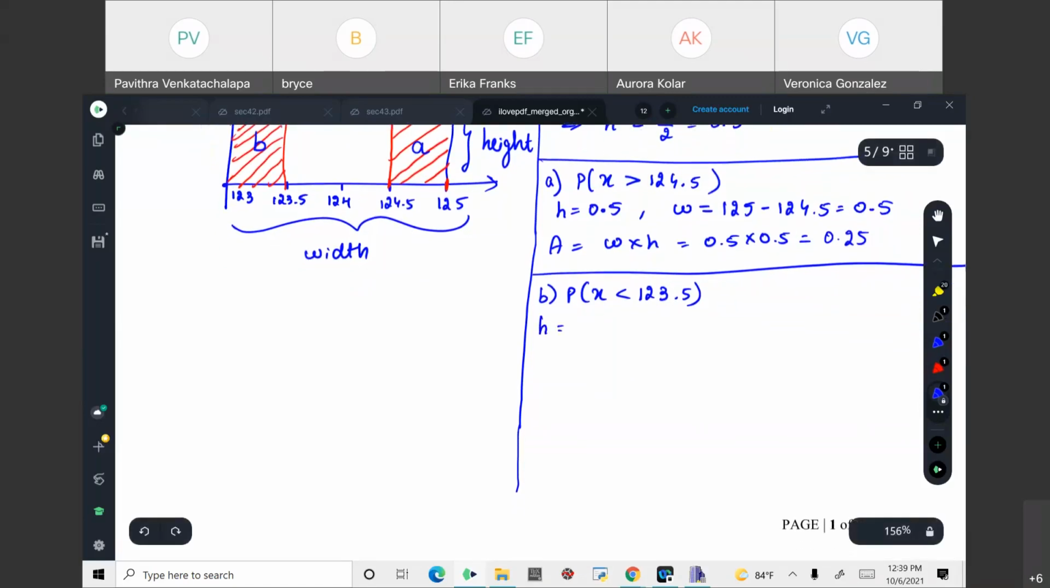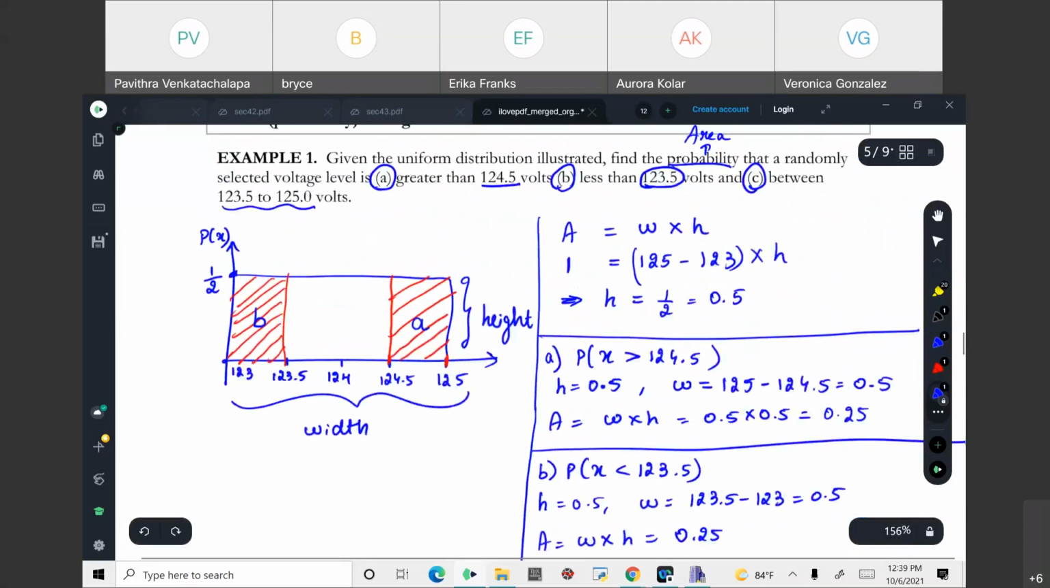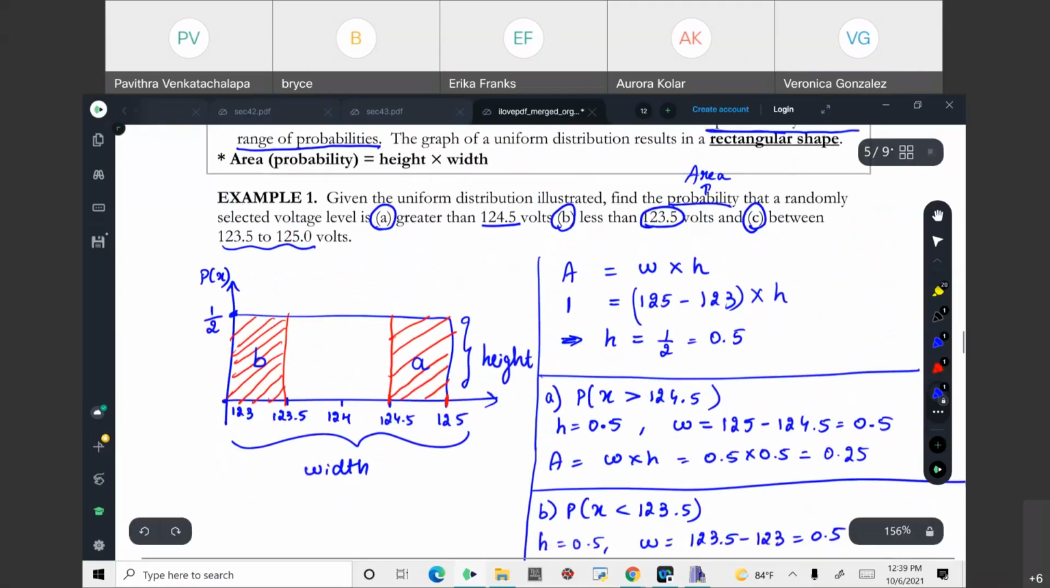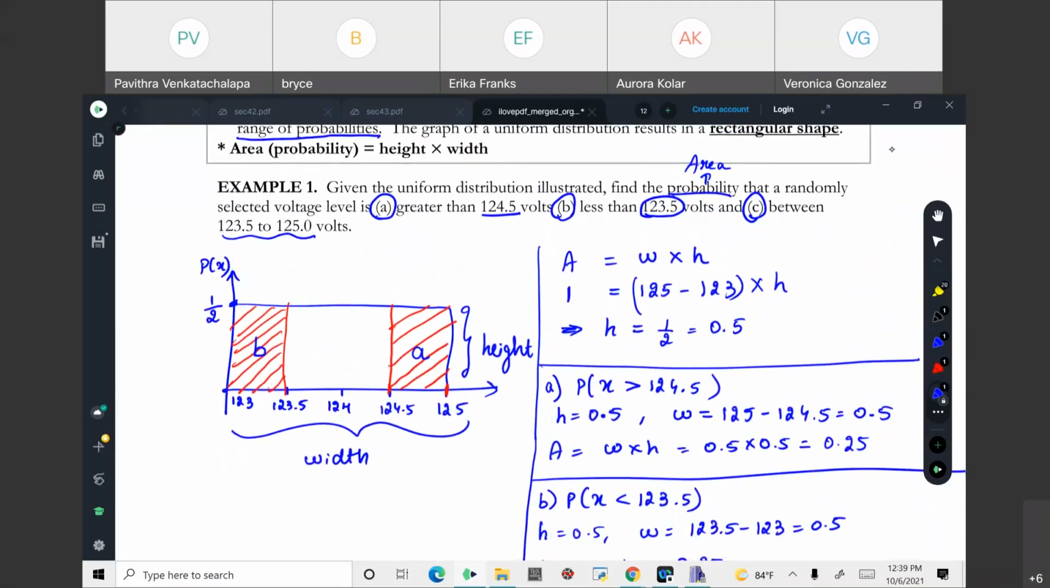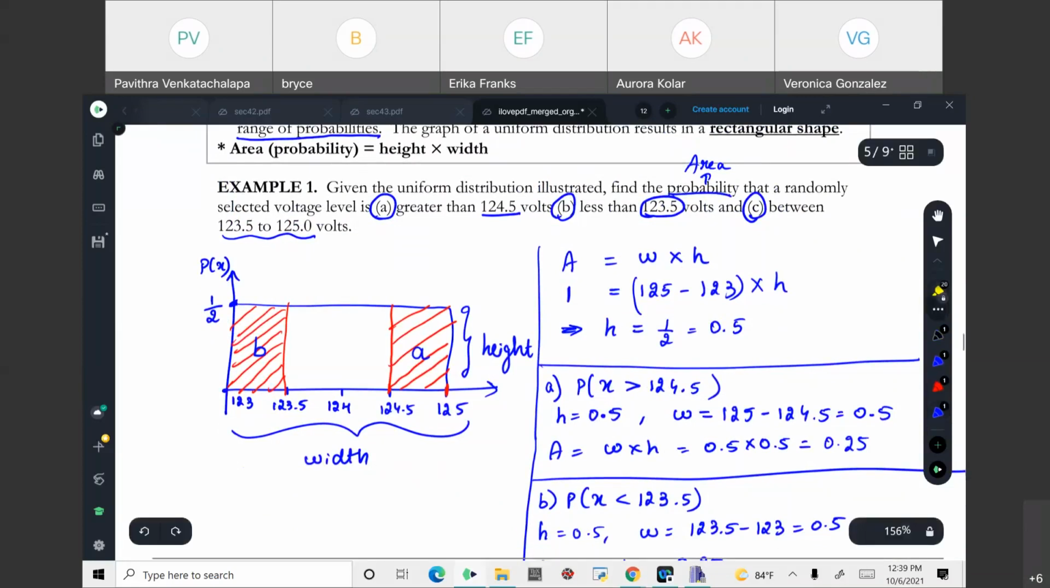Okay. So h is equal to 0.5. Width is 123.5 minus 123, which is 0.5. Right? Now area is just multiplying W and H, which gives you 0.25. Okay, B is done. Now C. Find the area between 123.5 and 125. So you need to find this area. The area between 123.5 to 125.